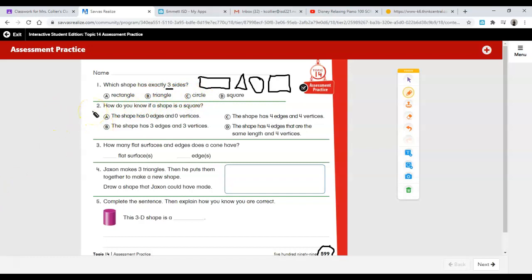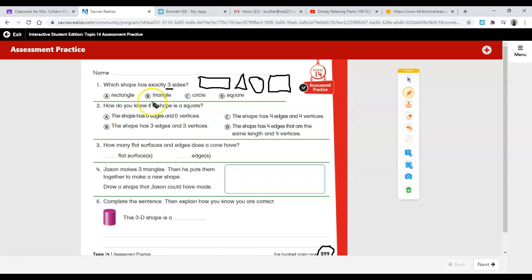Number 2 says, how do you know if a shape is a square? Which of these characteristics will describe how we know if a shape is a square? Let's listen to the answer choices. A says the shape has 0 edges and 0 vertices. The shape has 3 edges and 3 vertices. The shape has 4 edges and 4 vertices. Or the shape has 4 edges that are the same length and 4 vertices.